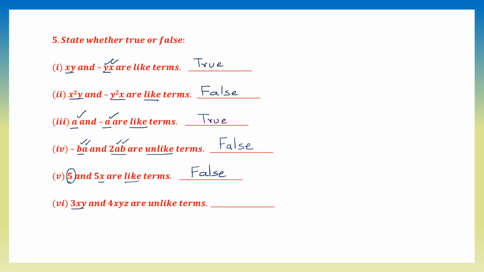3xy and 4xyz are unlike terms. Now there is 1x, 1y here. Here there is 1x, 1y and 1z. So they are not like terms. They are unlike terms. So this statement is true.